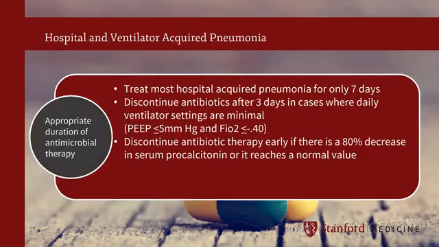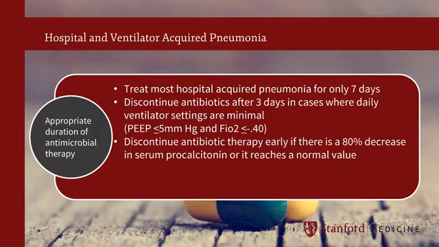The issue of the appropriate duration of antimicrobial therapy is sometimes unclear, but in some instances, at least, national guidelines provide clear recommendation. Thus, it is recommended that hospital-acquired pneumonia be treated for only 7 days. Recent data suggests that in cases in which daily ventilatory settings are minimal, that is, a PEEP of 5 millimeters of mercury or less and an FiO2 of 0.4 or less, antibiotics may be discontinued after 3 days. An 80% decrease in serum procalcitonin or reaching a normal value may also allow early discontinuation of antibiotic therapy.